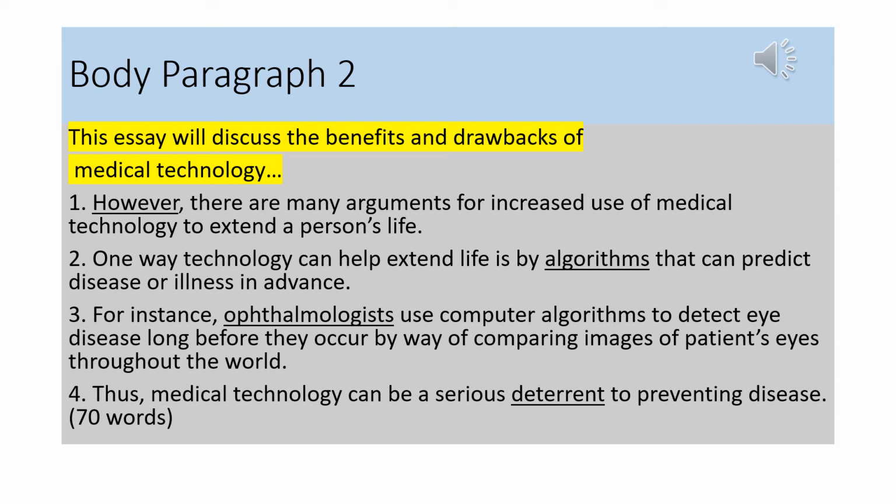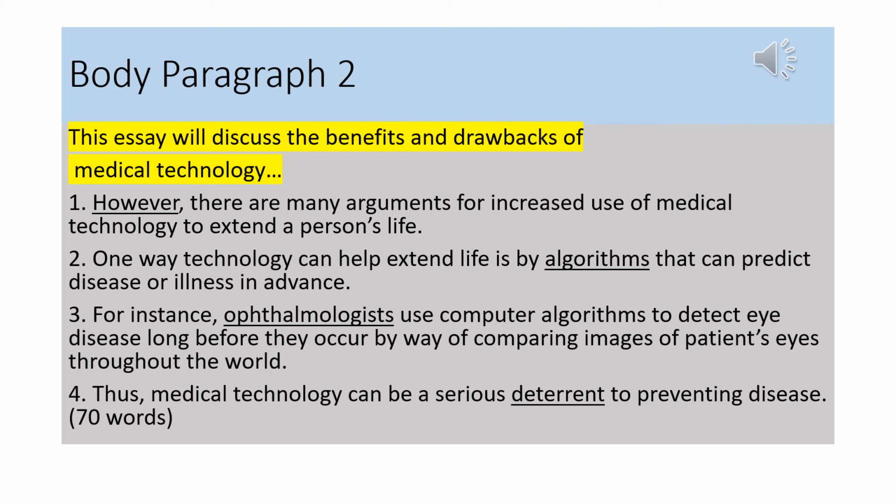They'd start, one way technology can help. You have to have that topic sentence there. It's very important that you have that first to tell the reader what you're going to do, to tell the algorithm what you're going to do in the rest of this paragraph. So the support sentence here is going to say, one way technology can help extend life is by algorithms that can predict disease or illness in advance. Okay, pretty good support sentence for how technology can help extend a person's life.